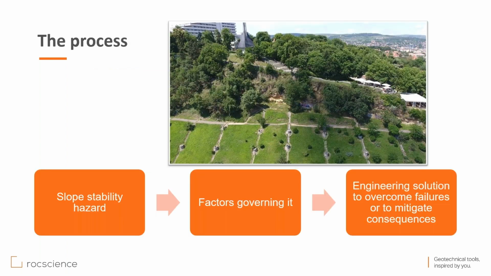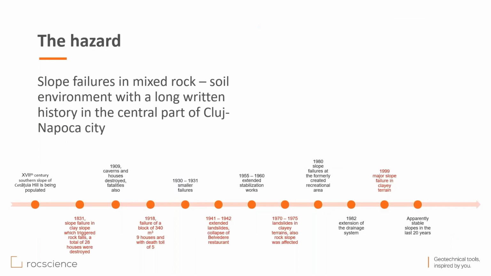Okay, so this case study presented today is regarding the slope stability analysis of the eastern rock face from Cetățuia Hill from Cluj-Napoca, Romania. Usually in slope stability engineering, in order to be able to offer solutions to overcome failures or to mitigate consequences, it's essential to evaluate the hazard and the factors that govern it. So we'll start with the hazard.